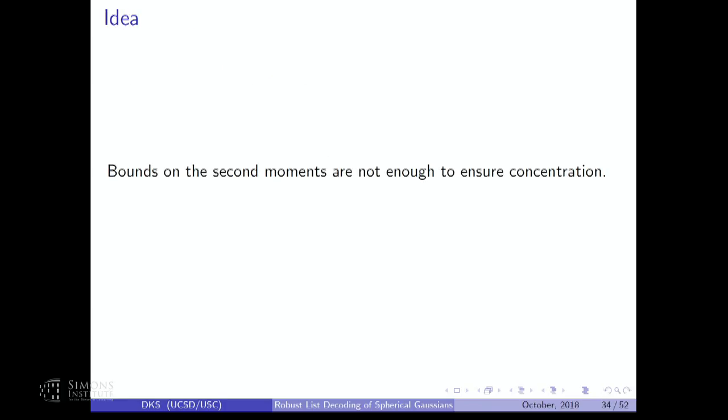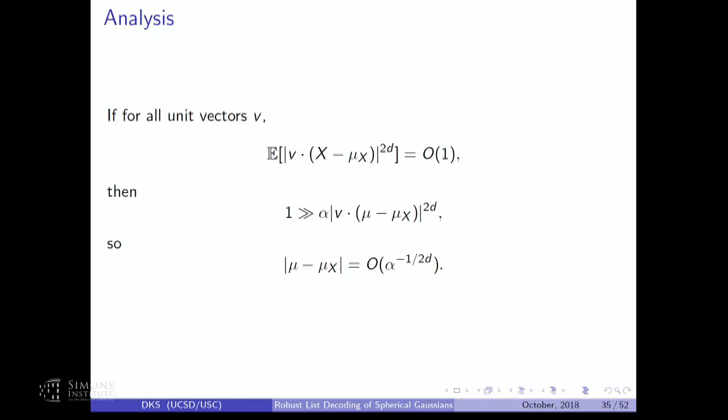Okay, so how do we deal with this? Basically, the problem that we're running into is that these bounds that we saw on second moments are not enough to ensure the kind of concentration that we want. We want to make sure that all of our points, and thus our good points, are close to the sample mean. But our concentration bounds aren't good enough because we're only using second moments. Well, there's an obvious fix for that. Let's use higher moments.